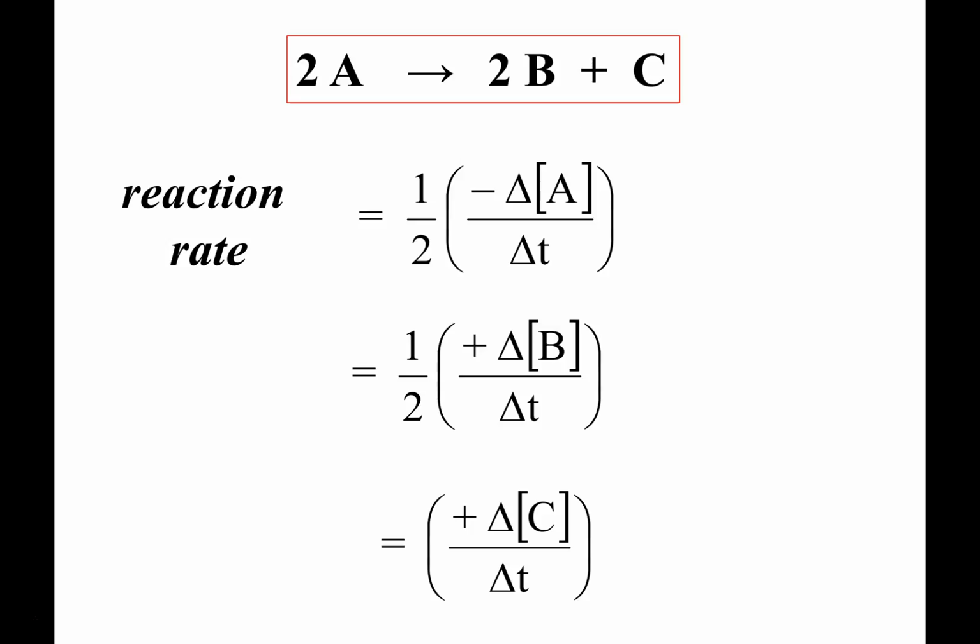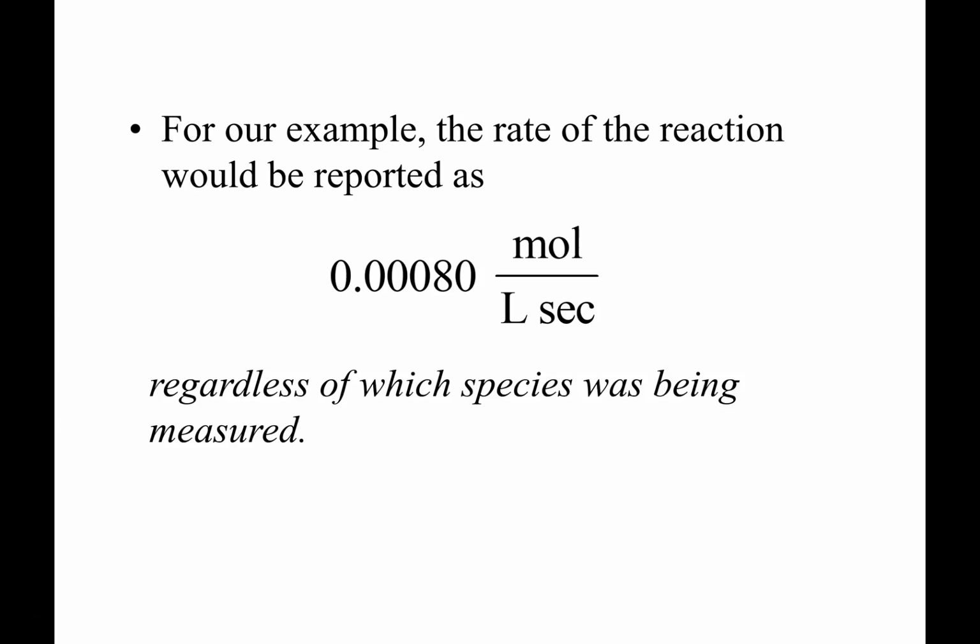Reaction rates, they get slower and slower. Later on, we're going to probably only focus on the initial reaction rates. But the reaction rate for this, regardless of what species you track, A, B, or C, will be 0.00080 moles per liter per second. It just got to be that way. So this is kind of fun.